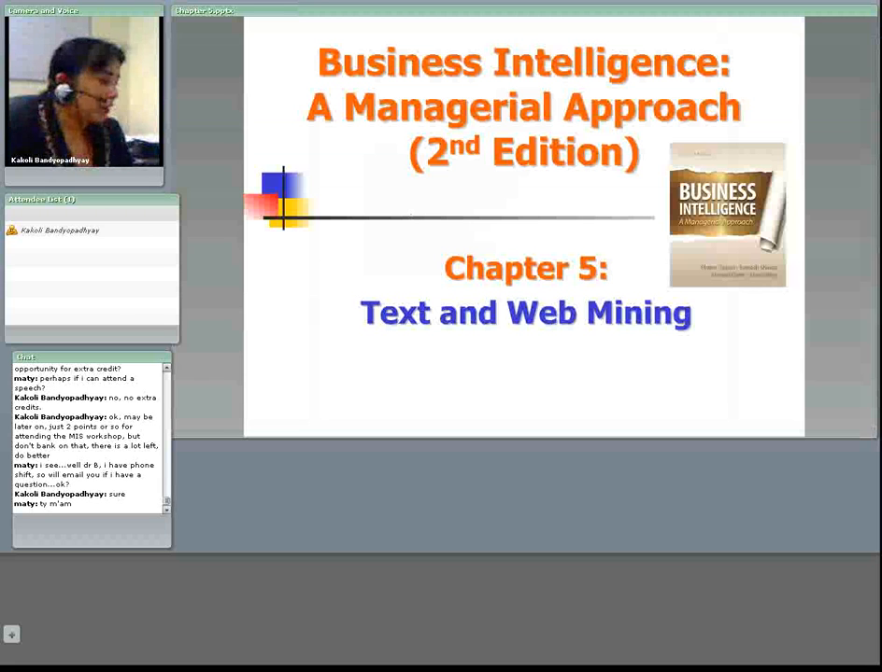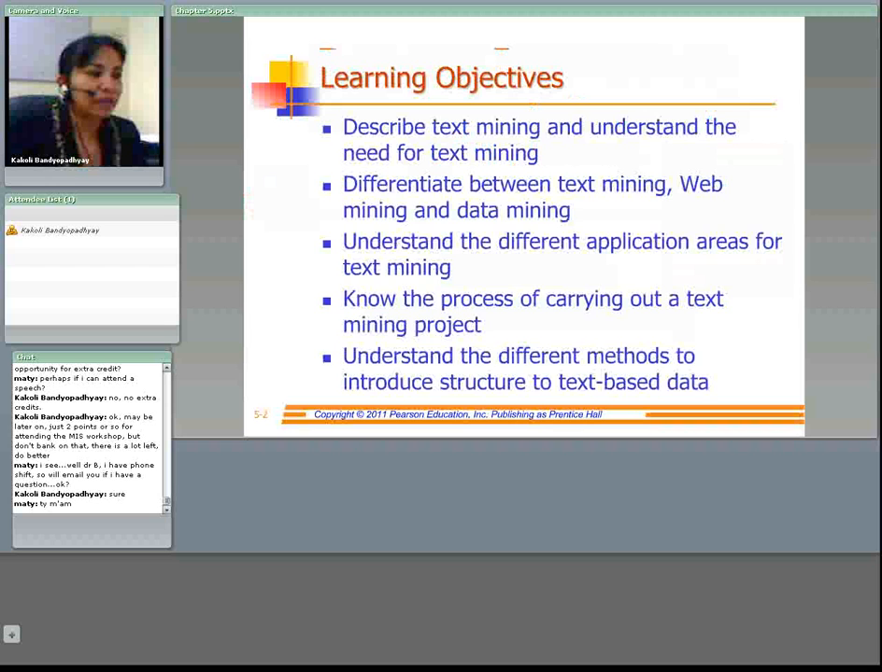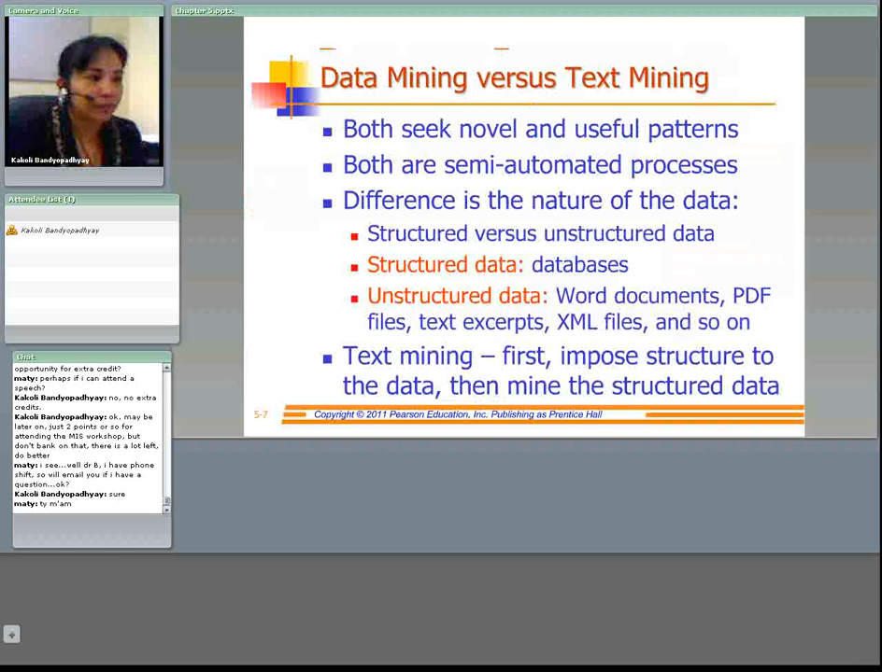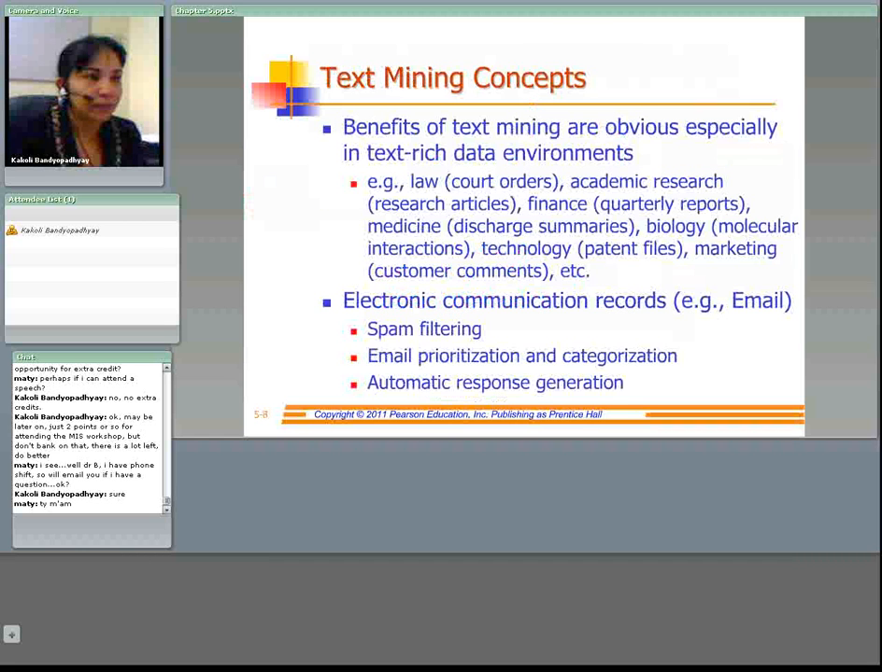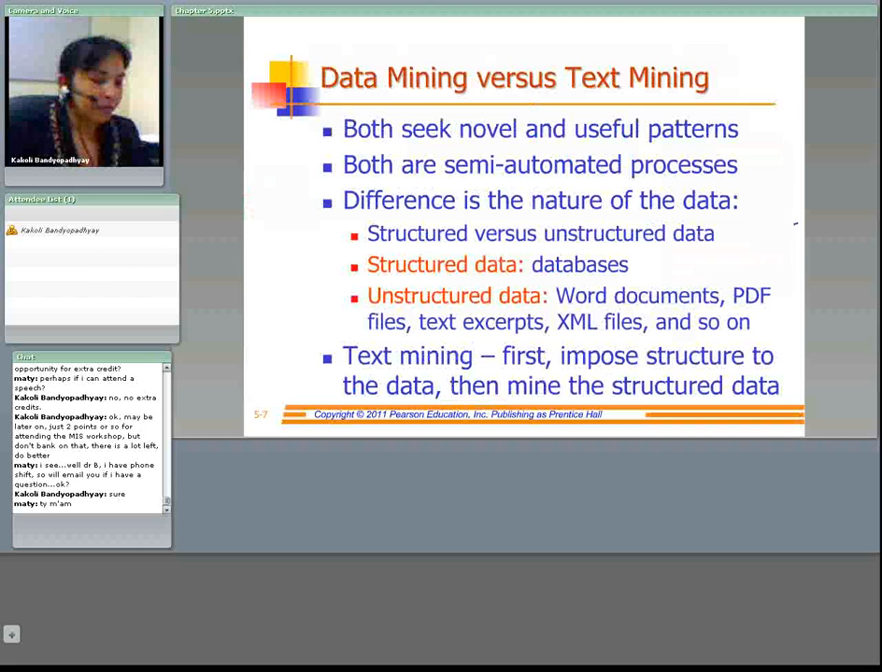Okay, so our first topic is text mining. So we will see what is meant by text mining. Text mining is basically the process of finding patterns or useful information from large amounts of unstructured data sources. By unstructured data sources, we mean the data can be in text, a Word document, a PDF file, XML file, and so on.